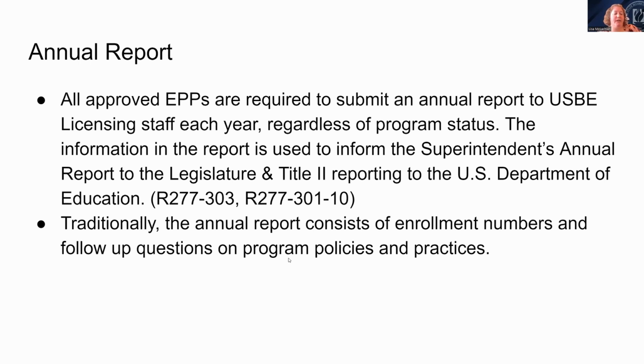That's the way it would be this year if you don't have any candidates enrolled. Because this year we're just asking for enrollment information. But the information that you submit in this report is used to inform the superintendent's annual report to the legislature and the Title II report to the U.S. Department of Education. So it's very important that the information you submit is very accurate, at least to your best ability. Because at USBE, we do not track information on who is enrolled in your programs. It's not something that we have readily available. So the only information we ever get is from you in this report. So it's a very important report.